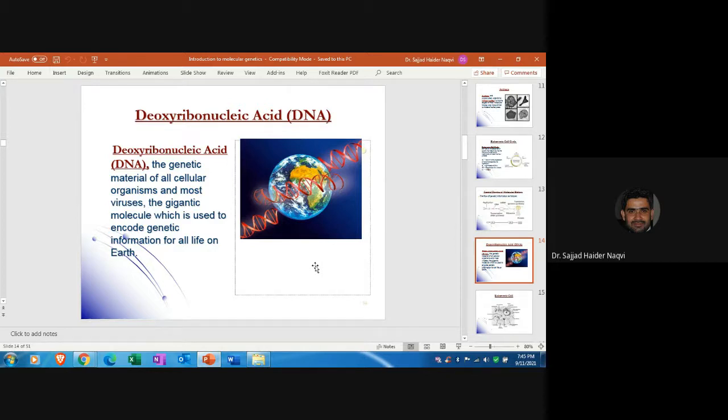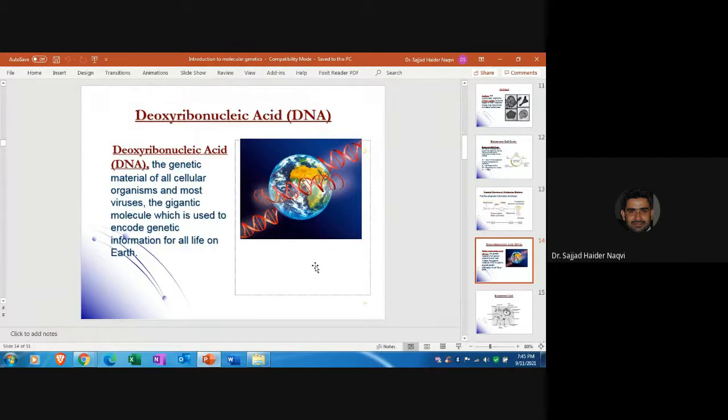But we know that viruses are classified as DNA viruses and RNA viruses. So definitely some of the viruses which are classified as RNA viruses have RNA in place of the DNA. This DNA is a gigantic molecule which is used to encode the genetic information for all life on earth. Now, why do we call it a gigantic molecule?